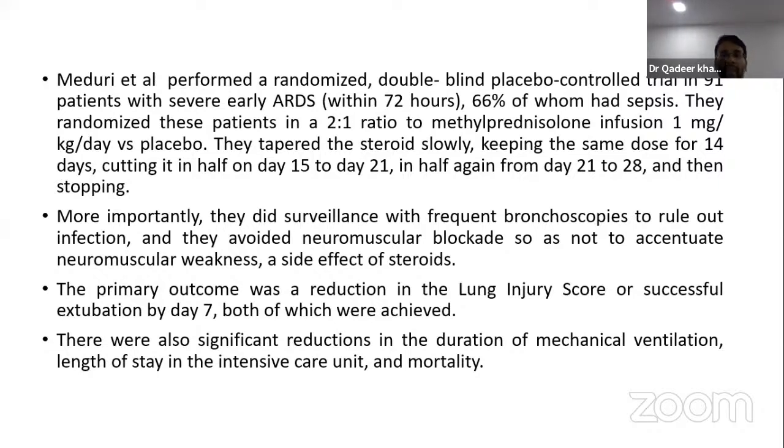They were randomized in a 2:1 ratio to receive a methylprednisolone infusion of 1 mg per kg per day versus placebo. The dose was tapered and slowly weaned off over a period of 21 days. They did frequent surveillance based on bronchoscopy to rule out any other secondary infections, and they avoided neuromuscular blockade so as not to increase the chances of neuromuscular weakness as a side effect of steroids.